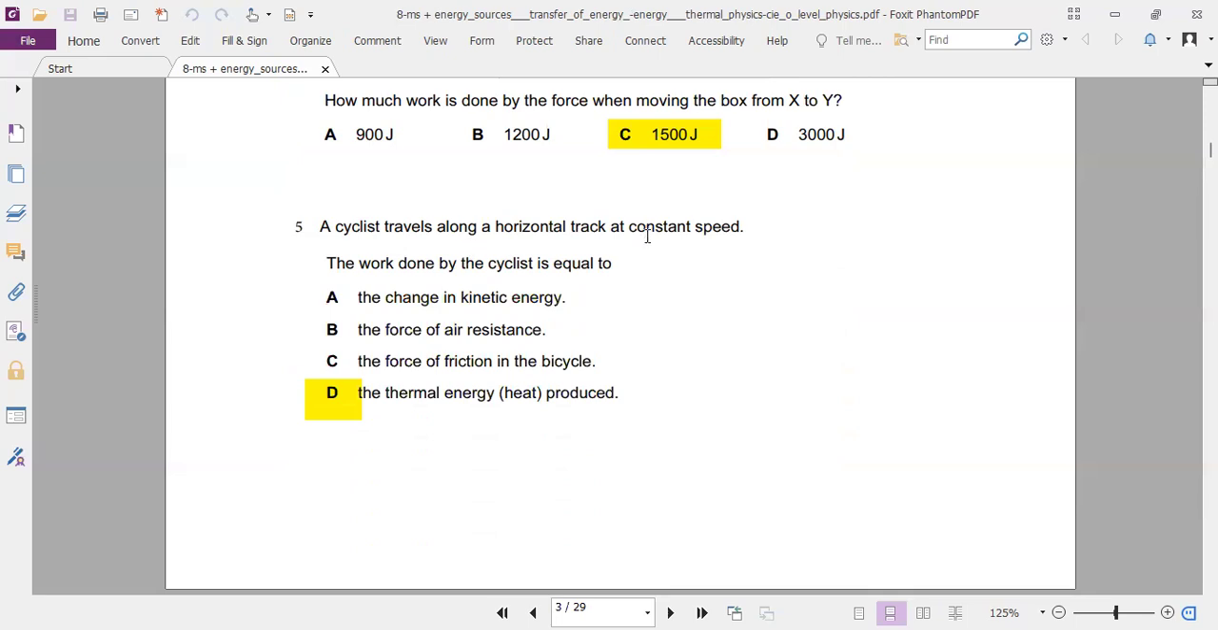A cyclist travels at constant speed. The work done is equal to the heat produced, because a constant speed does not give him a gain in kinetic energy. Constant speed means air resistance and the driving force are equal, and the force of friction in the bicycle has nothing to do with it. It's already as much as it is. So the only valid choice is D.